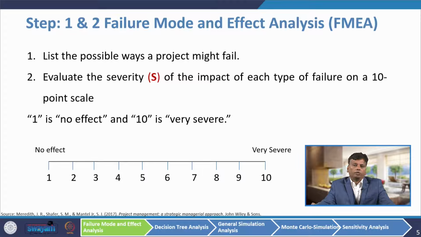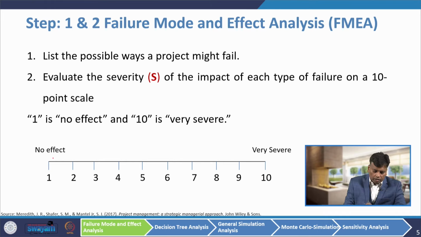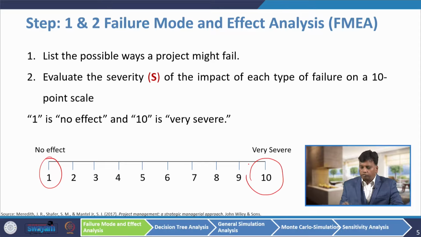Then we have to evaluate the severity of the impact of each type of failure on a 10-point scale. So the second step is to assess the severity. How are we going to assess? If it is 1, it is no effect, the severity is not that much. If it is 10, it is very severe. Based on the severity of that risk, we assess the score for the term S.